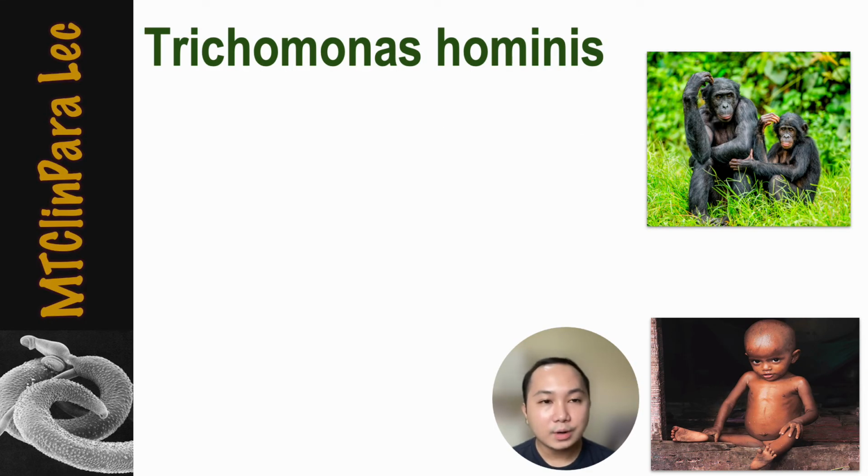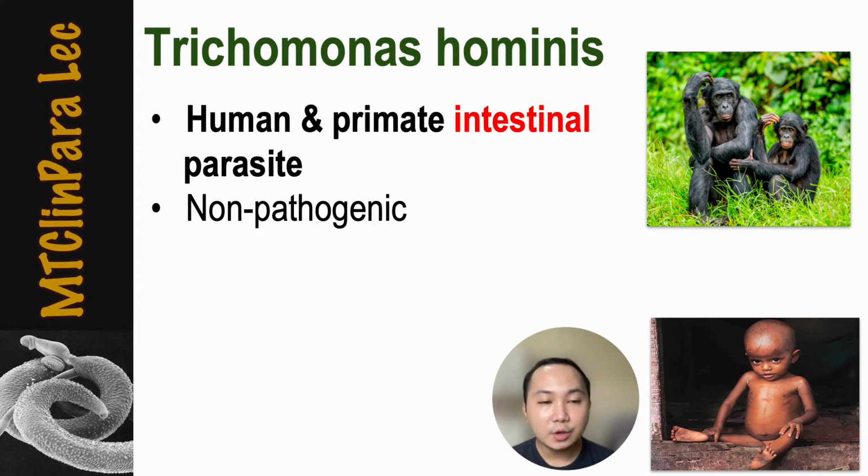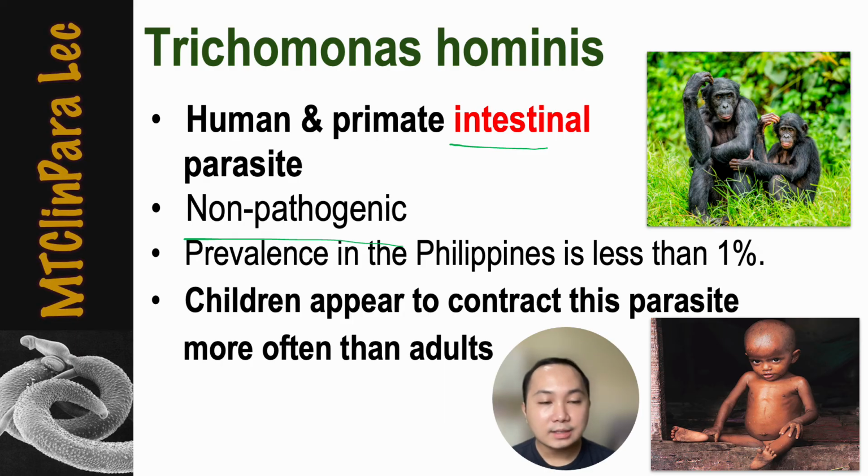So the first one is Trichomonas hominis, and this is considered a human and primate intestinal parasite. So this is still under the genus Trichomonas, and this is a non-pathogenic Trichomonas species, so it does not cause any kind of disease, okay, only for those people with low immune system. And of course, if that is the case, people usually exhibit diarrhea-like infection since this is intestinal in nature. The prevalence rate for the Philippines is less than 1%, so quite rare, and children are more susceptible in contracting this infection or parasite.